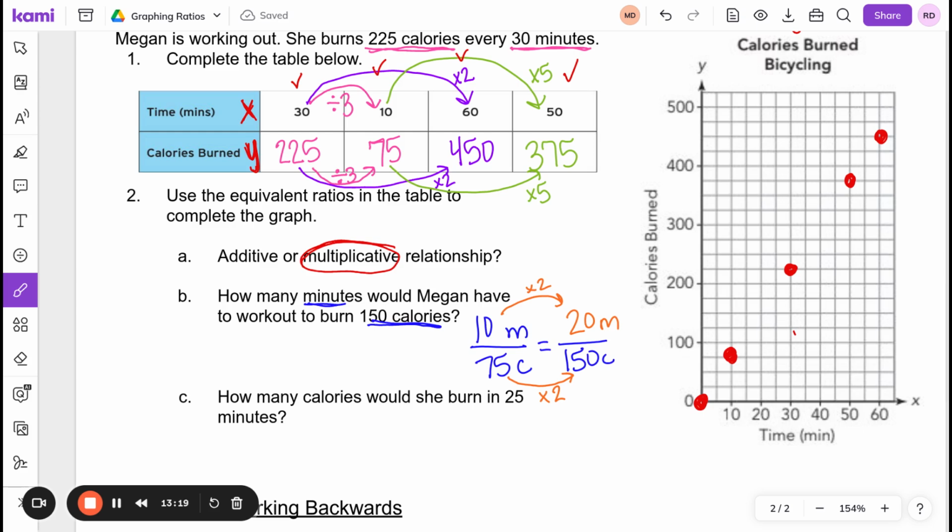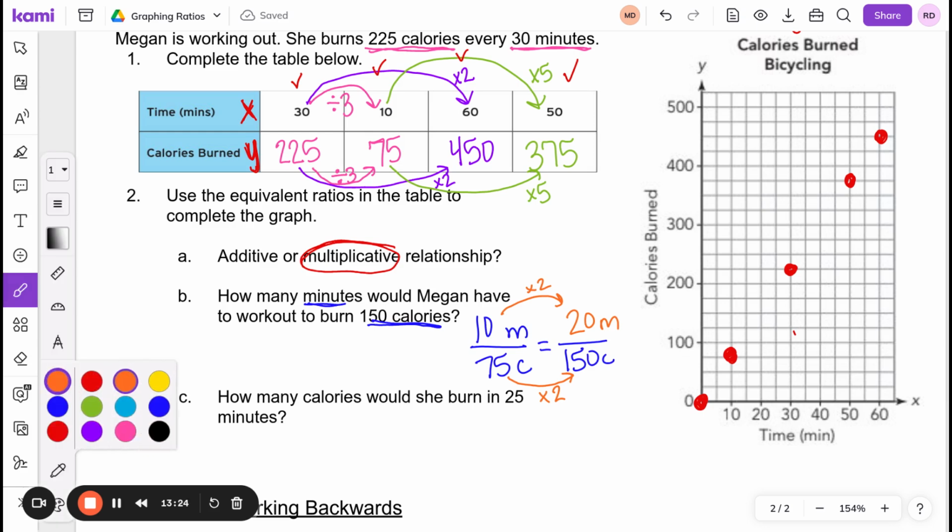Question 3 asks, how many calories could she burn in 25 minutes? So we're trying to get down to 25 minutes, and then we're trying to figure out calories. If I look at my ratio table, same thing. I don't really know how to turn 30 into 25 by multiplying or dividing. My next ratio on the table is 10 minutes is 75 calories. I think there's a way to turn 10 into 25 pretty quickly, but let's see if there's an easier ratio to start with.